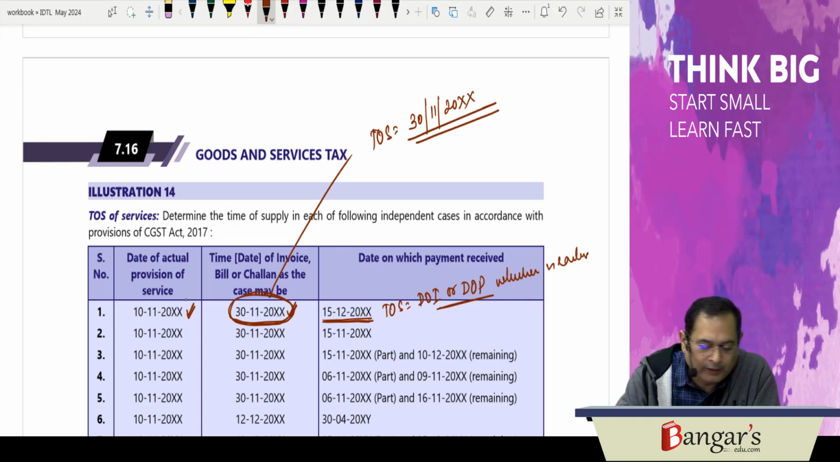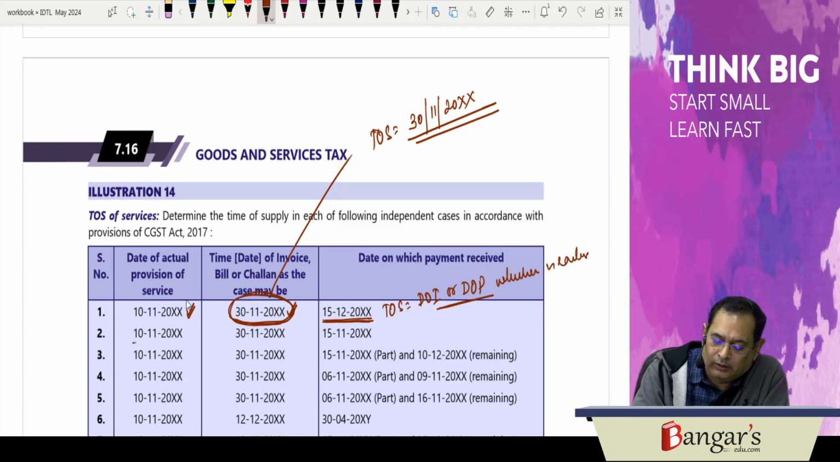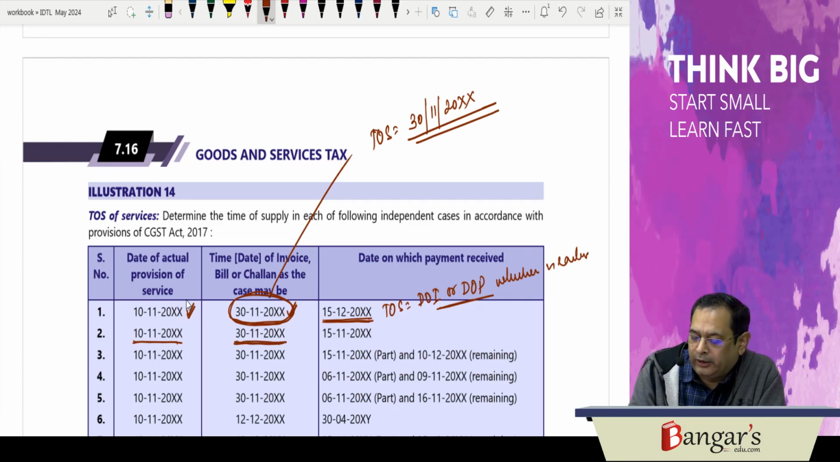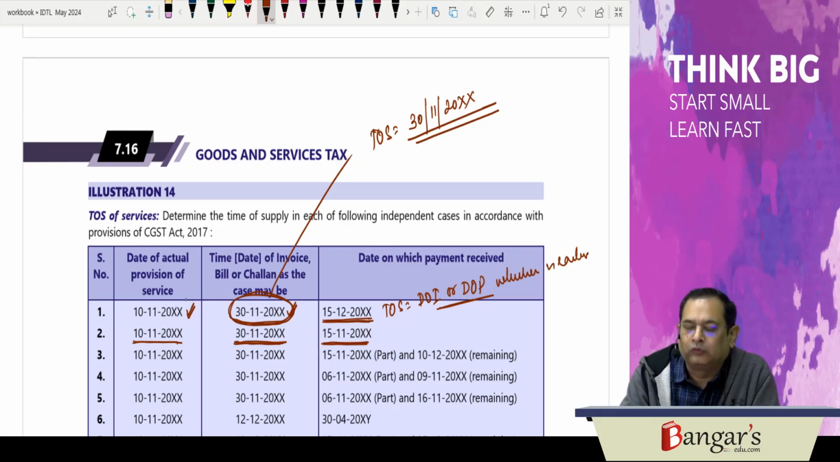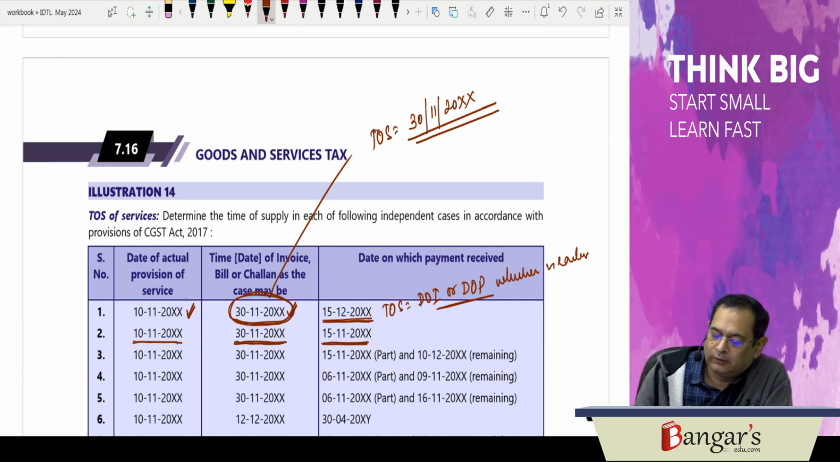Then the next question. The date of actual provision of service is 10/11. The date of issuance of invoice is 30/11. And the date of receipt of payment is 15/11. The invoice is issued within the time limit. Time of supply is the date of invoice or date of payment, whichever is earlier. Here the time of supply will be 15/11.